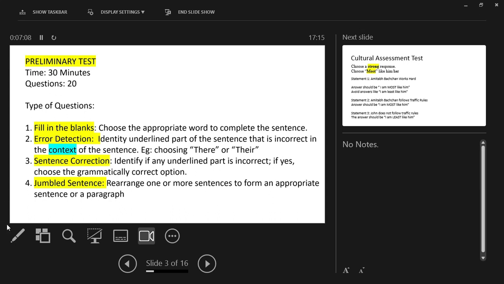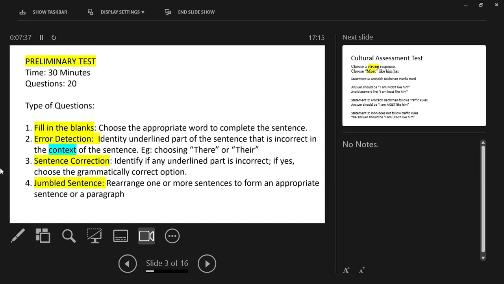The fourth section here is jumbled sentence. You will have a jumbled sentence and you will have to rearrange the statement in an order that makes sense. So you have options like A, B, C, D, and you will have to arrange them in the right order. It can be A, C, D, B or A, D, B, C, likewise.